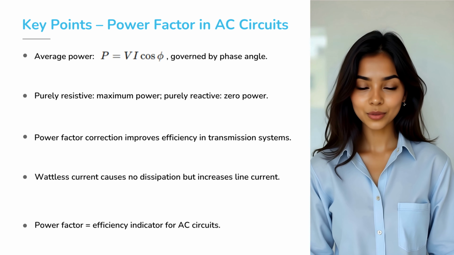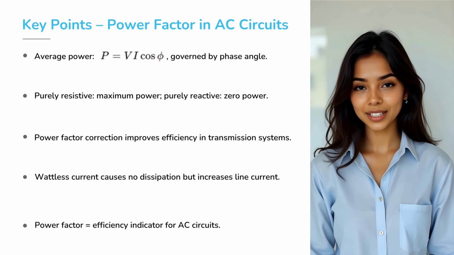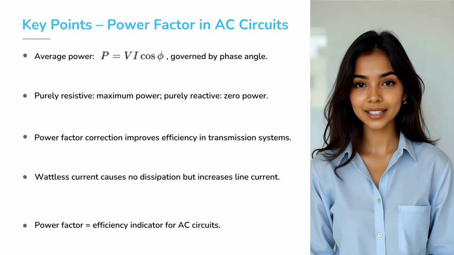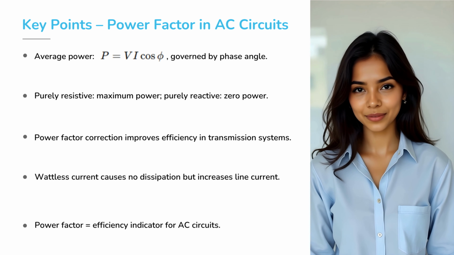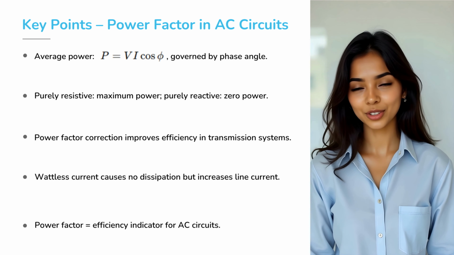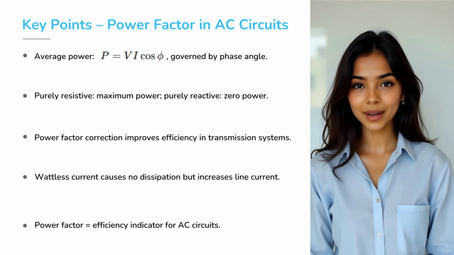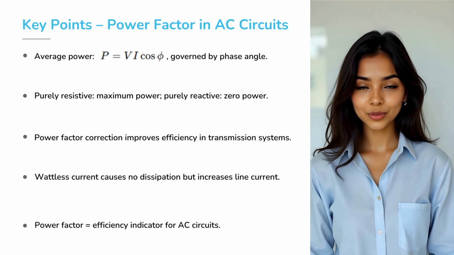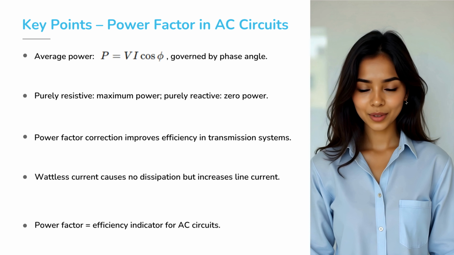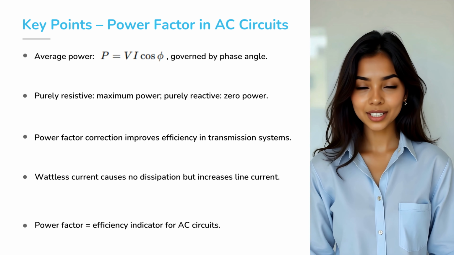So to sum up, the real power in an AC circuit is P equals VI cosine phi. The power factor cosine phi is the key efficiency measure. Purely resistive circuits have unity power factor and consume maximum power. Purely inductive or capacitive circuits consume no net power. Most practical circuits lie somewhere in between.